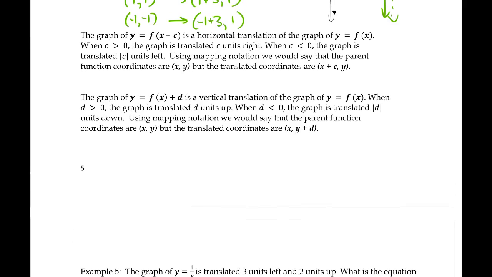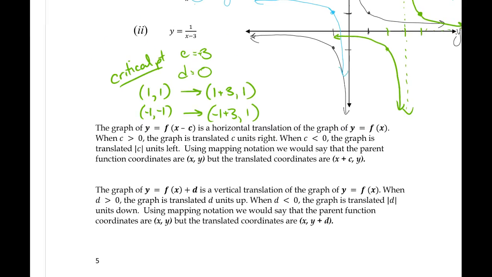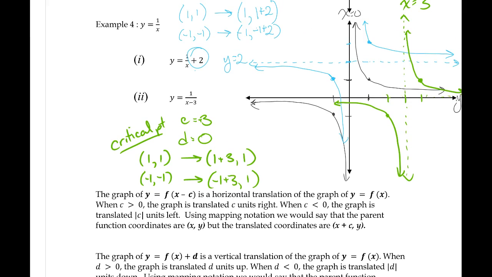So what this is doing is basically summarizing what we just talked about there. So when C is positive, it's translated to the right. When C is negative, the graph is translated to the left. And using mapping notation, that's exactly what we're seeing here. With C, we add it to our X value, and with D, we add it to our Y value. And so again, that's what we were doing up here.